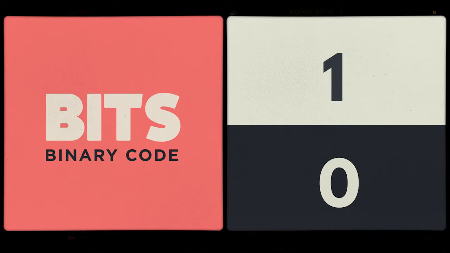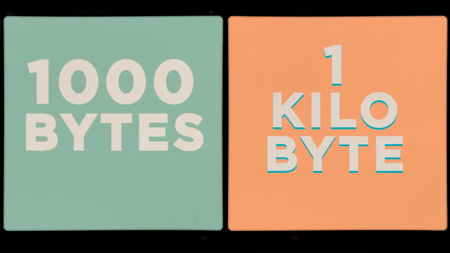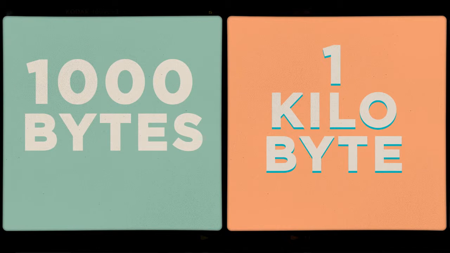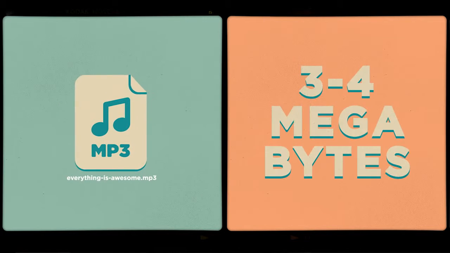Information is made of bits. A bit can be described as any pair of opposites, on or off, yes or no. We typically use a 1 meaning on or a 0 meaning off. Because a bit has two possible states, we call it binary code. 8 bits strung together makes 1 byte. 1,000 bytes all together is a kilobyte. 1,000 kilobytes is a megabyte. A song is typically encoded using about 3 to 4 megabytes.